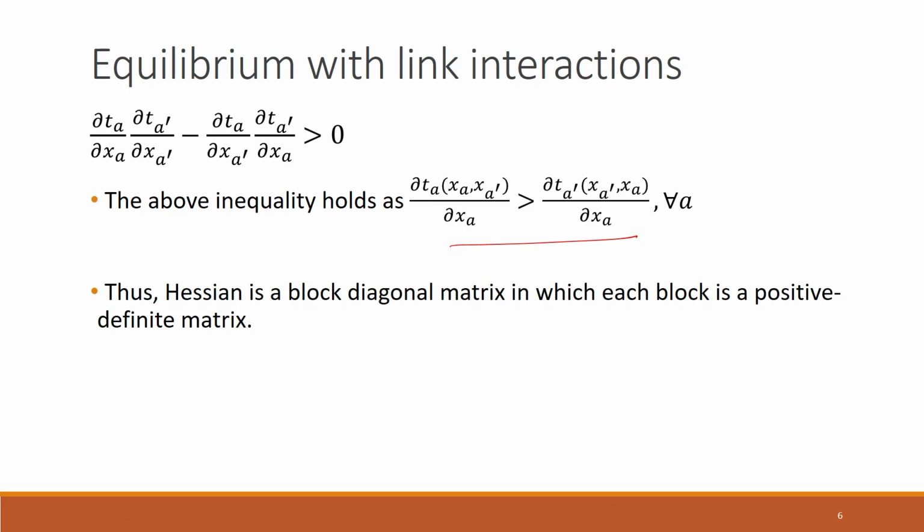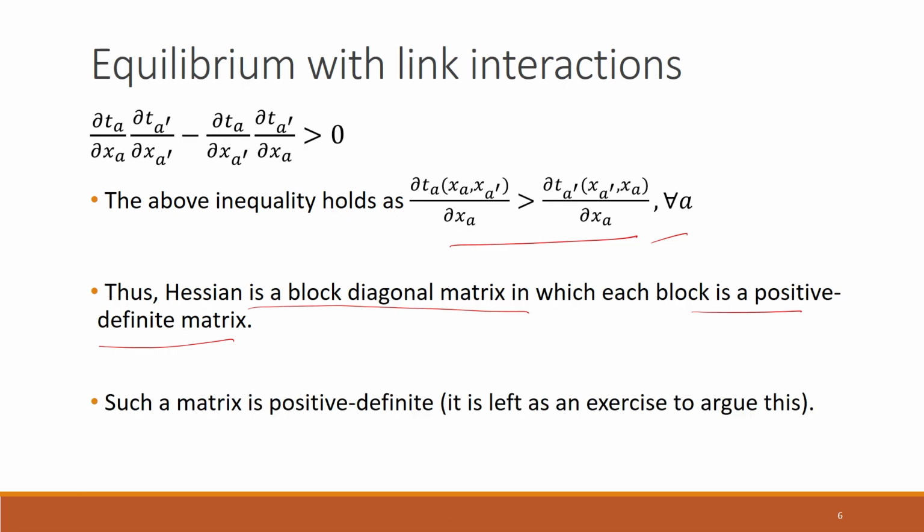This is the same thing that I had said. Since this is applicable for all links A, it also includes the A dash. So, given that these 2 cross 2 block matrices are positive definite, the Hessian matrix, which is a block diagonal matrix where each block is positive definite that we have argued, will also be positive definite. We are not proving it here, but this has been left as an exercise.